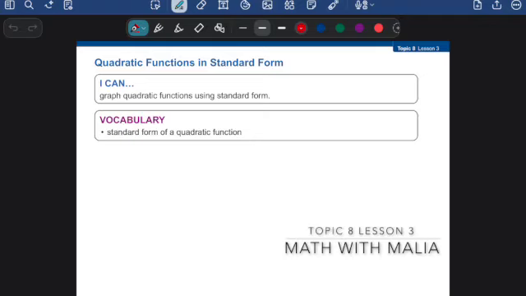Today we're doing Savvas enVision Algebra 1, Topic 8, Lesson 3, Quadratic Functions in Standard Form. In the previous lesson, we talked about vertex form and how that formula is helpful. Today we're going to look at a new formula that will also tell us key information about the function.